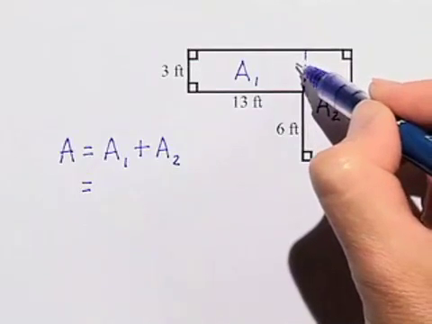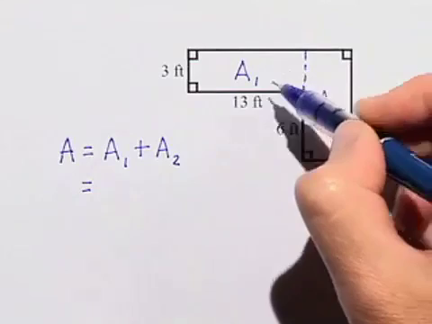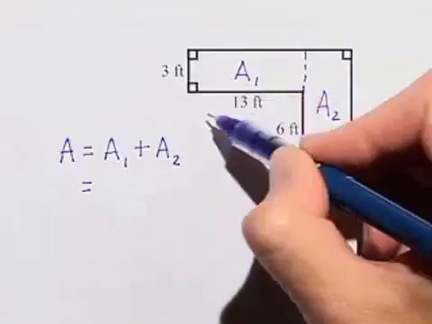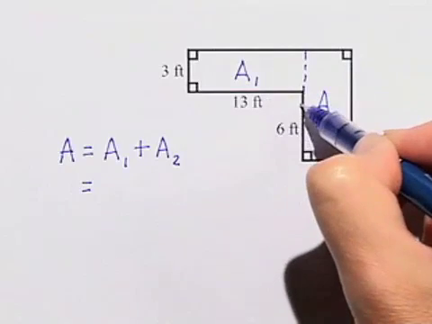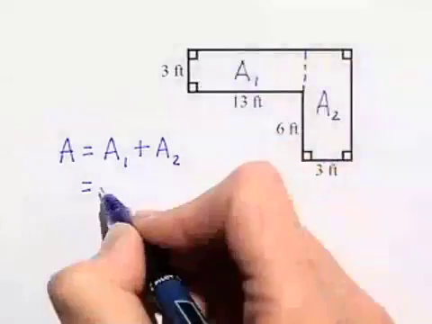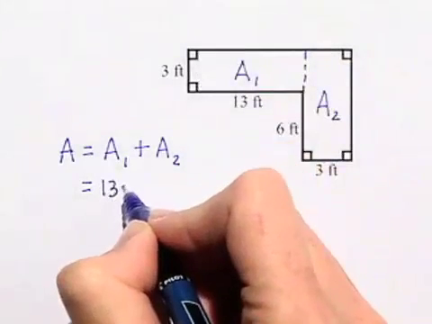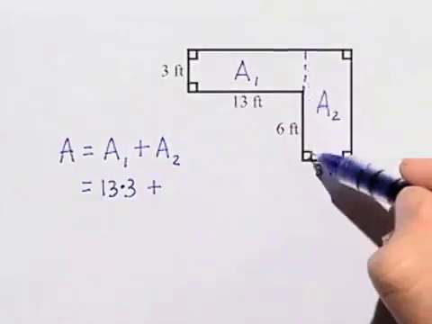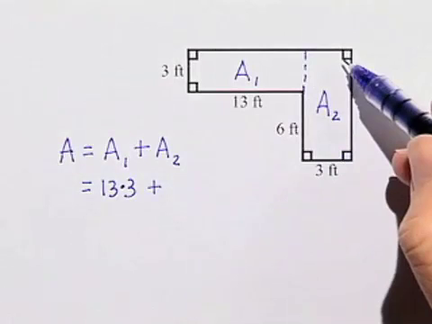So our area is going to equal, the area of A sub 1 is just a rectangle. And remember, anytime you have a rectangle, you can find the area by multiplying the length times the width. So in this case, the length is 13 and the width is 3. So we have 13 times 3 plus the area of the second rectangle, A sub 2.